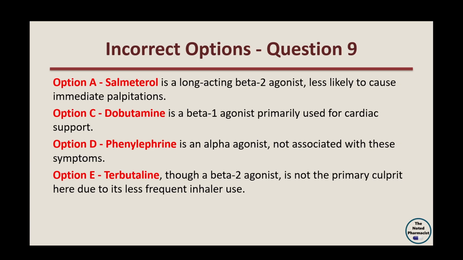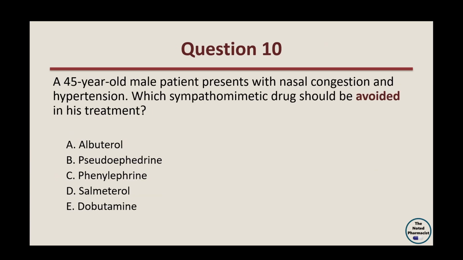Question 10. A 45-year-old male patient presents with nasal congestion and hypertension. Which sympathomimetic drug should be avoided in his treatment? Option A, albuterol. Option B, pseudoephedrine. Option C, phenylephrine. Option D, salmeterol. Option E, dobutamine.